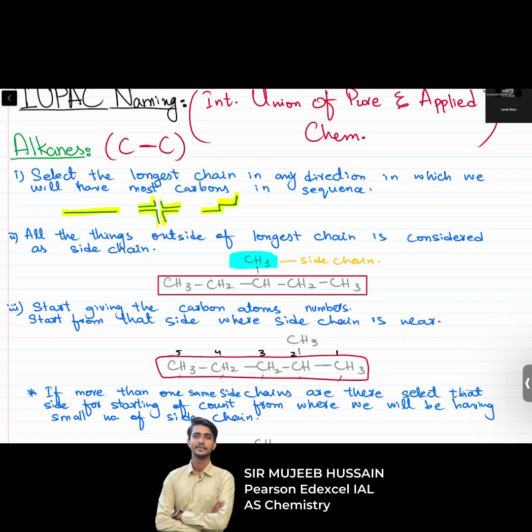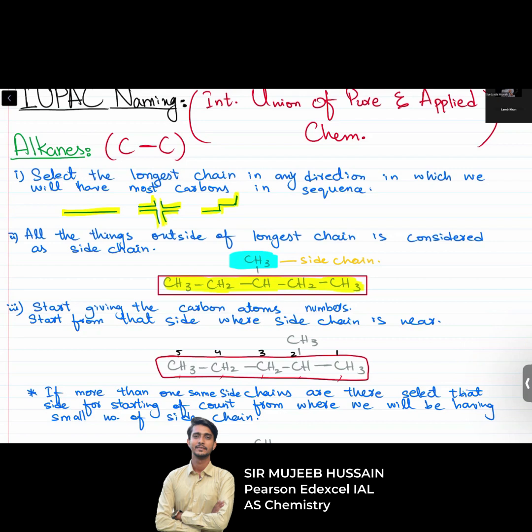Actually, the thing which is outside of the longest chain. This particular area, let me write it again. So this particular area is basically the longest chain, which is inside this box. I always recommend the students to draw the box on the longest chain so you can easily identify. This is the longest chain. All the things outside of this box, all the things apart from this longest chain, are considered as a side chain. So you are considering the side chain here as the CH3. Got my point? Yes, sir.